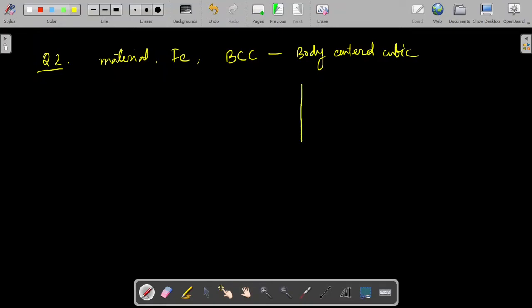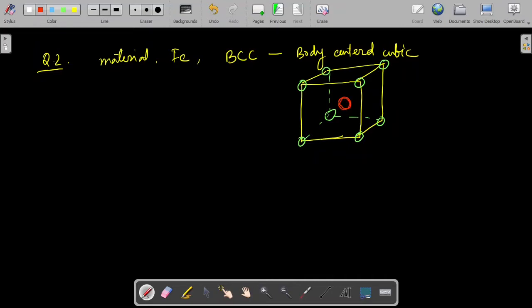So that means if we draw the unit cell, it should have a cubic unit cell with 8 atoms at the 8 corners, and there is 1 atom at the center of this cube. So body centered cubic. So that's a BCC.